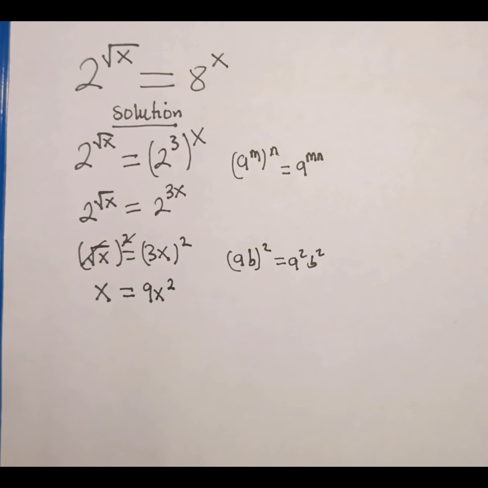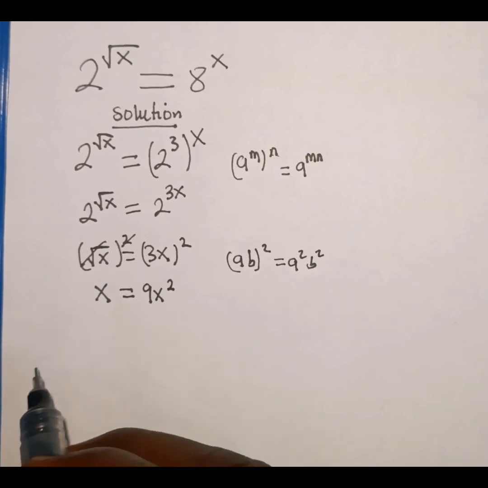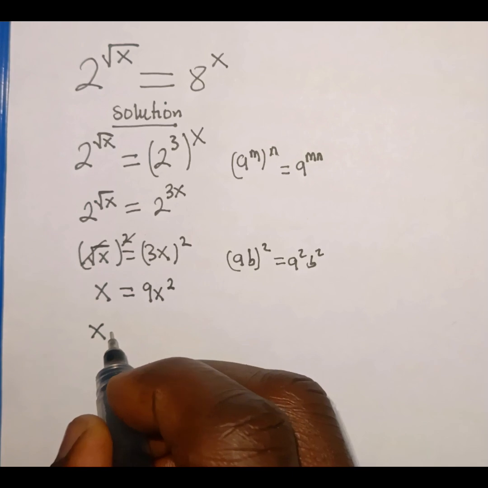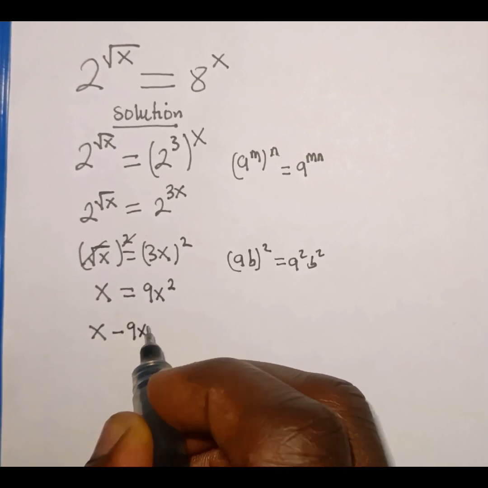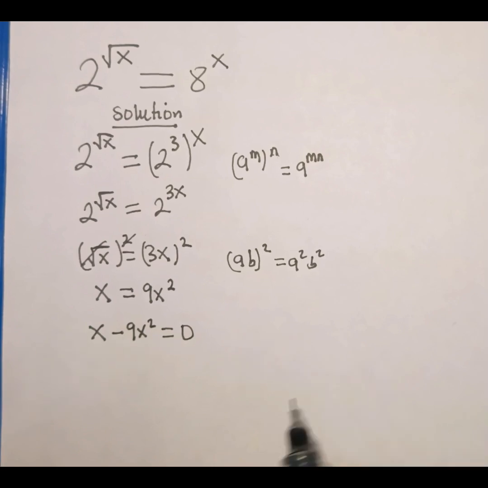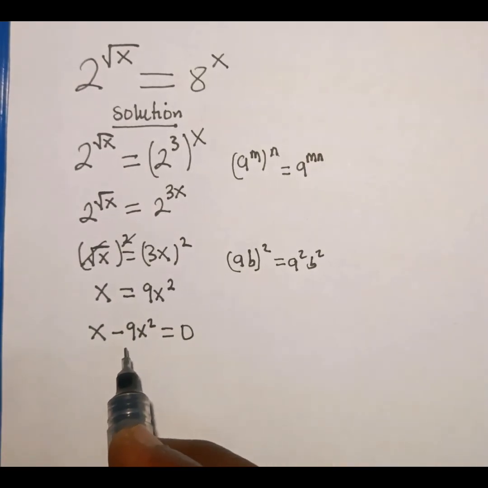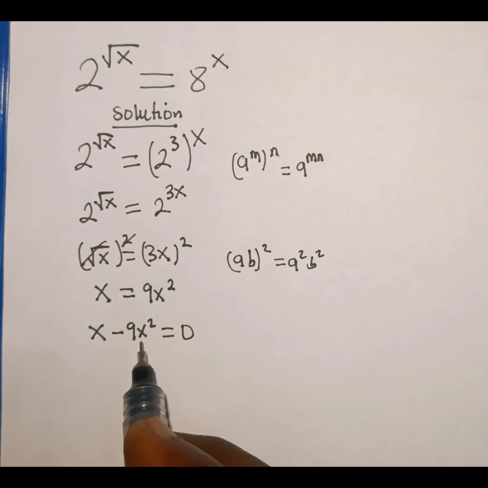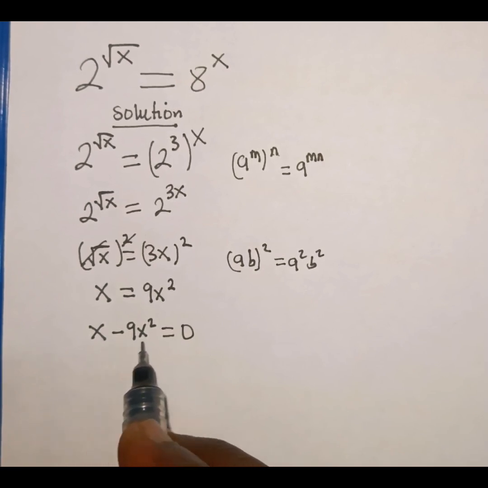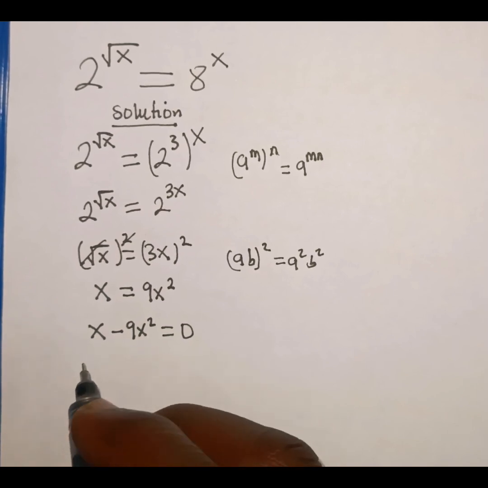Now the next thing we are going to do is to take this 9x squared to the left hand side. We are going to have x, and when positive crosses an equality sign, it becomes negative, so x minus 9x squared is equal to 0, because there's nothing remaining on the right hand side. So the next thing, as you can see, we have a quadratic equation now, because the highest power of the variable x is 2. So we're going to factor out the common term. What is common here? We have x here and also x. So x is common on the left hand side.